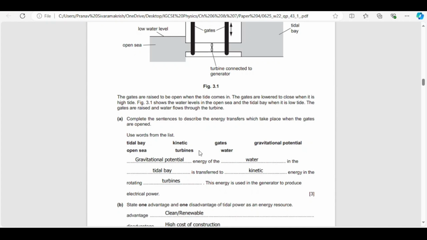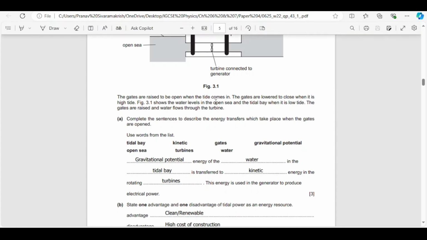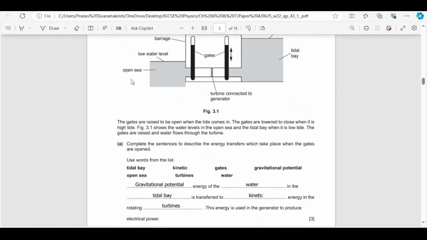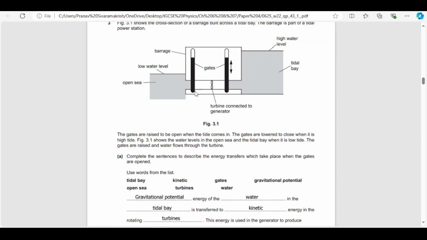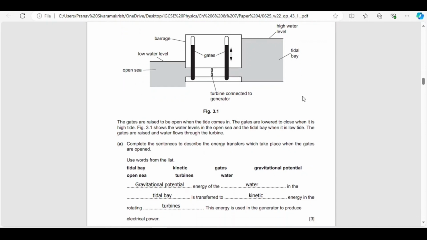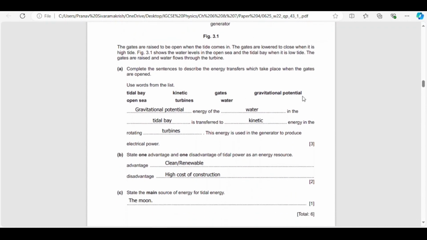And you know that you can't start with kinetic energy of the water in the tidal bay is transferred to gravitational potential energy. That's not how it works. Usually water will flow from a higher level to a lower level, not the other way around, unless there is some pressure difference being acted on. So it's not going to flow from the open sea to the tidal bay in this scenario. So just something to be wary of.